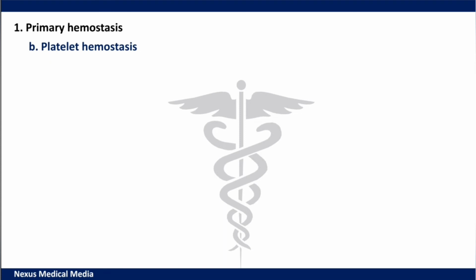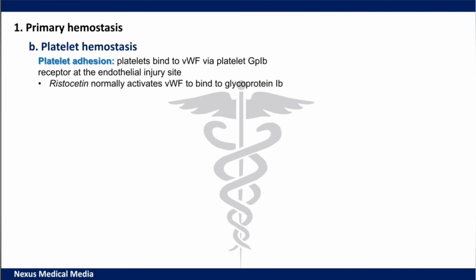Platelet hemostasis. Right, so there are different stages. The first stage is platelet adhesion. In this case, the platelets bind to von Willebrand factor via glycoprotein 1b receptor at the endothelial injury site. Ristocetin, you will see this in MCQs. It normally activates von Willebrand factor to bind to the glycoprotein 1b.